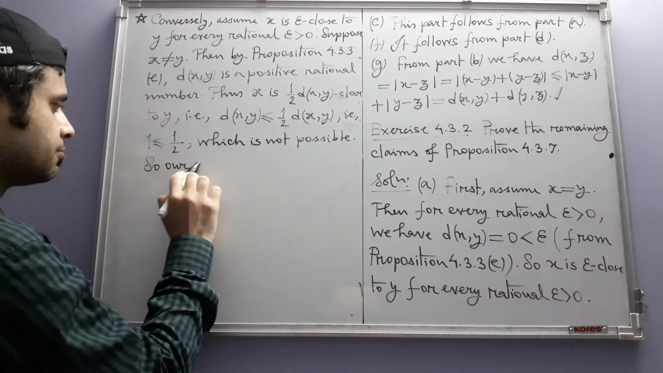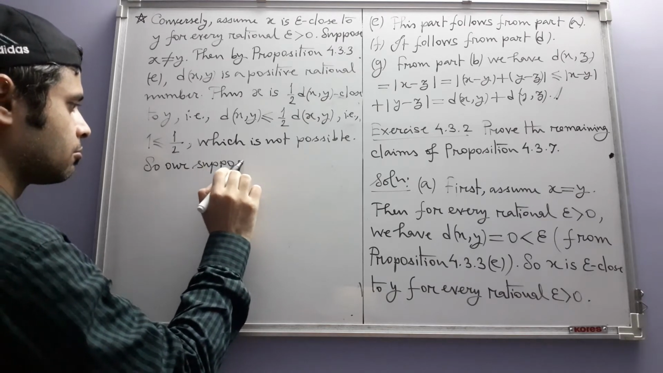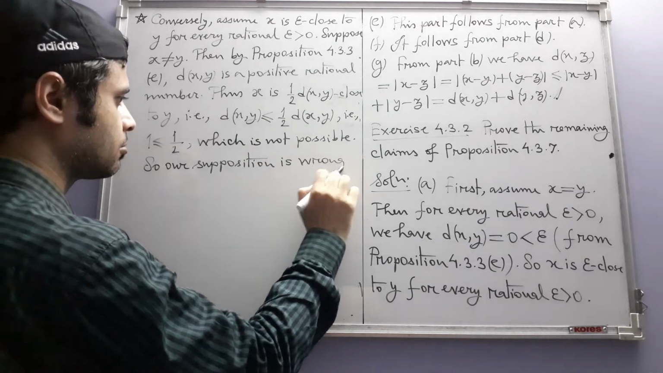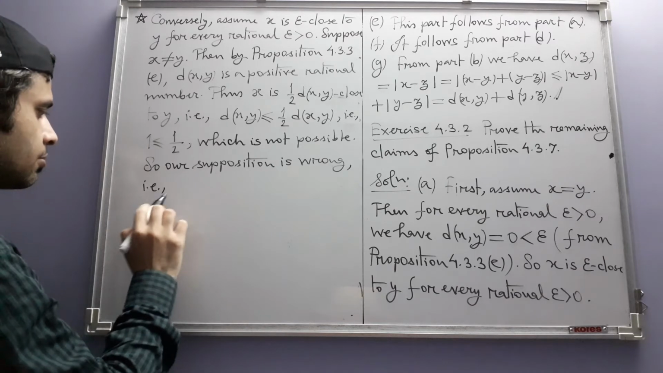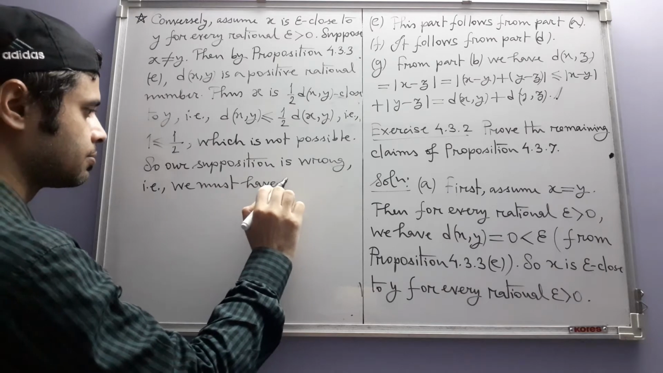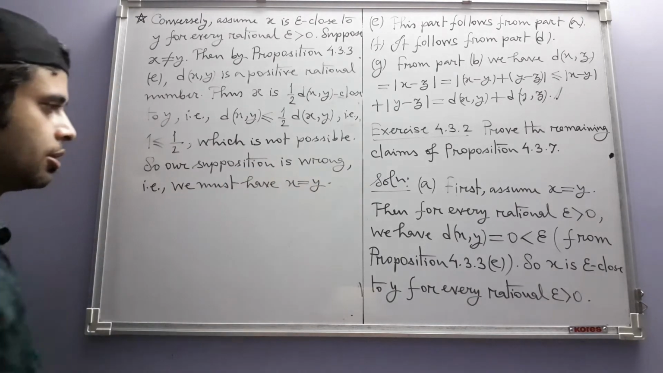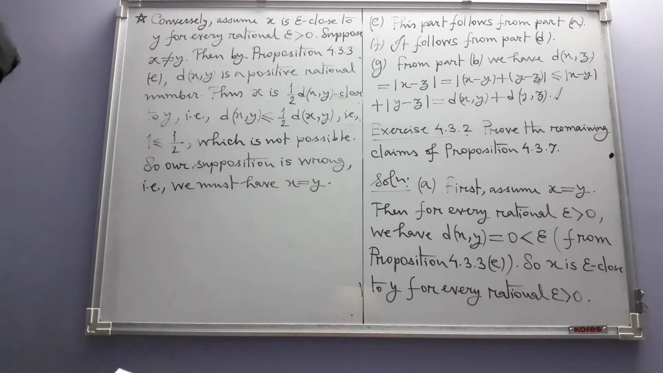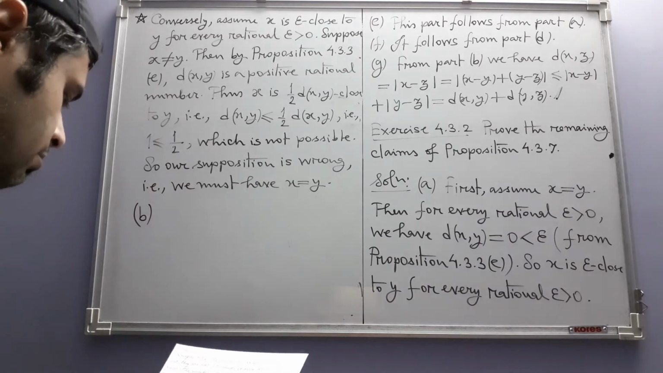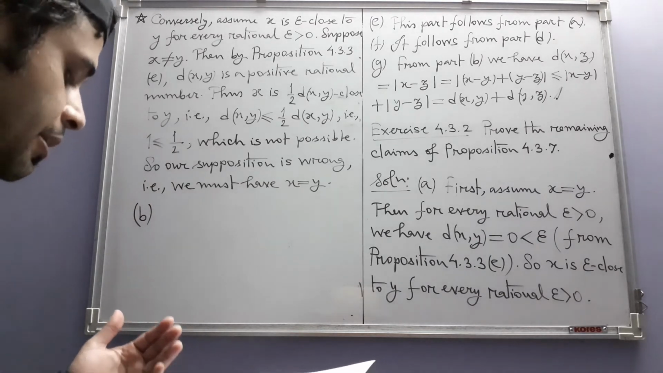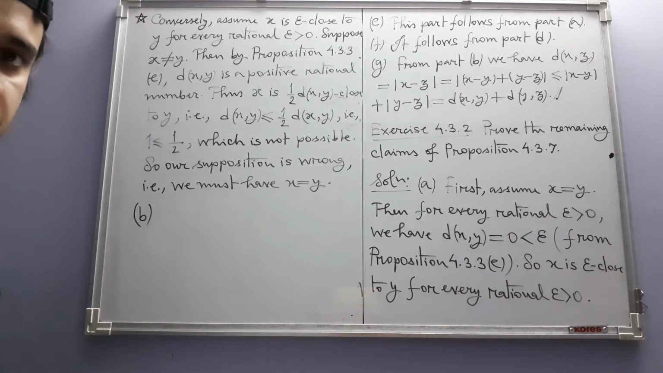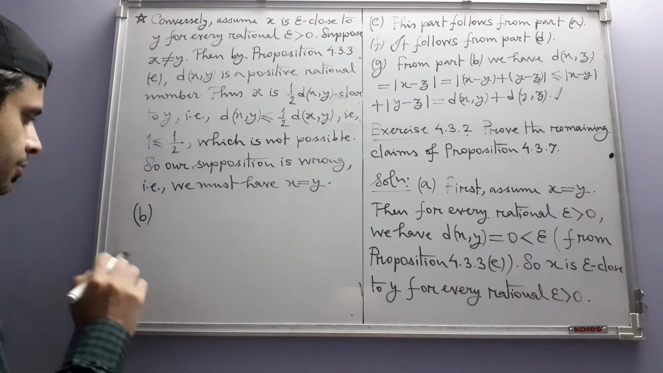So our supposition is false, that is, we must have x equal to y. Okay, so this is part A. In part B, if x is epsilon close to y, we have to prove that y is also epsilon close to x.